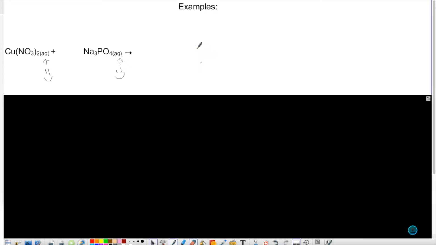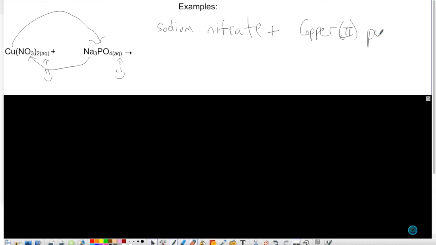Okay? You can write in that you know that the products, this would be a double displacement reaction, right? So this one product is sodium nitrate, okay, because I got that and that, and I got that and that. And the other one is copper 2 phosphate. Okay, so now I can go to the solubility rules, all right?